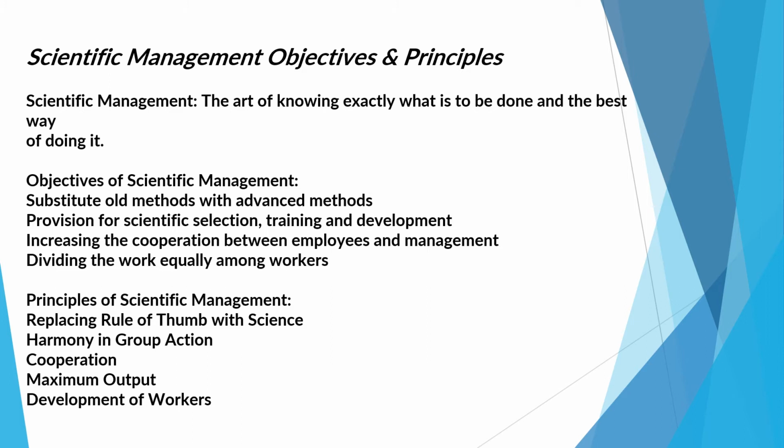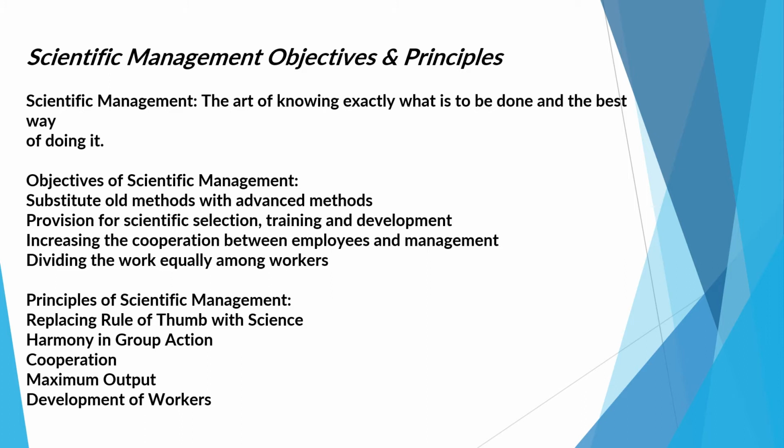Taylor initiated the scientific management in industry in four spheres: standardization, time and task study, systematic selection and training, and pay incentives. So, these are the four pillars: standardization, time and task study, systematic selection and training, pay incentives.